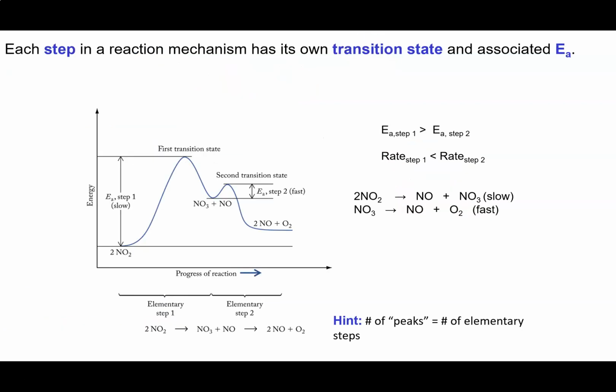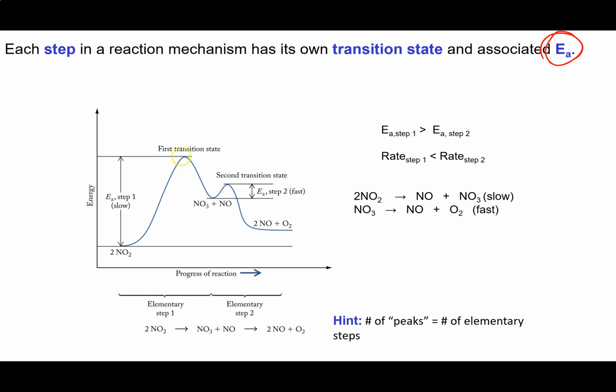Every step in a reaction mechanism will have its own transition state and its own activation energy. And the important thing to recognize is that the bigger the activation energy of a reaction, the slower that reaction will be at a given temperature. So when I'm looking at one of these energy diagrams describing a reaction, I can see that there's 2 peaks here, 2 transition states, so I know that my reaction involves 2 elementary steps.